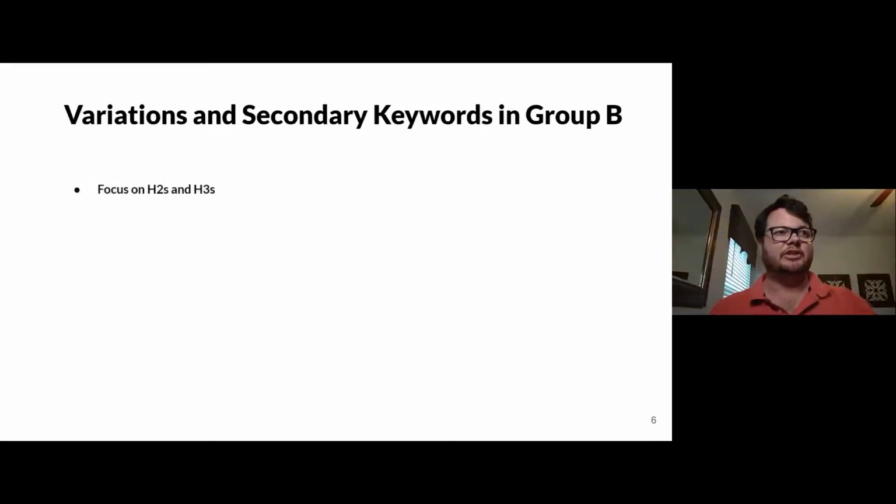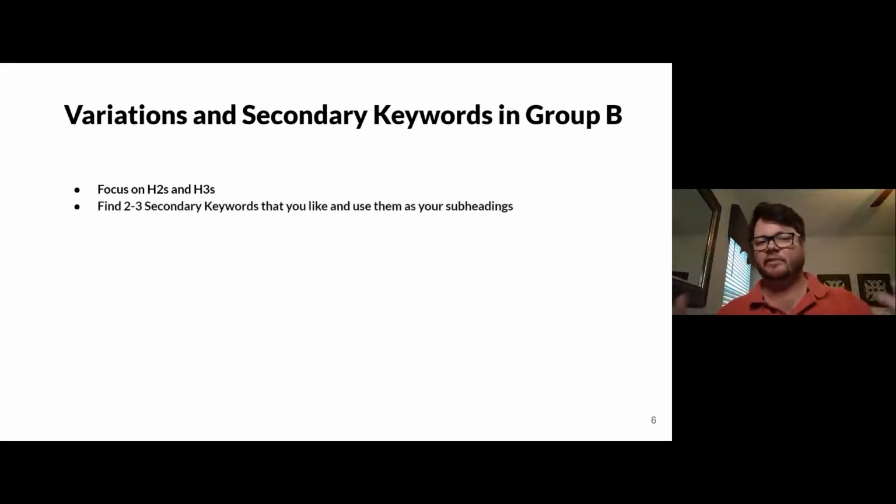So focus on your H2s and H3s. Those are your natural subheadings on a page. Find 2 to 3 that you like and use them as your subheadings. So again, scroll to the bottom of the SERPs, find those related searches, grab 2 or 3 of those, and then use those as your subheadings, and you should be able to pepper in your variations from there.